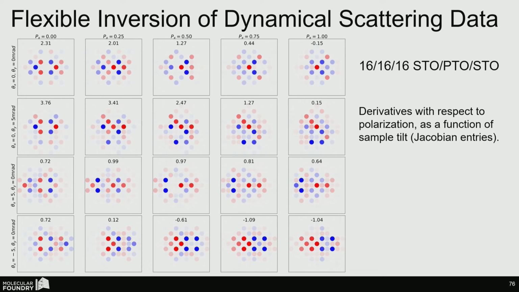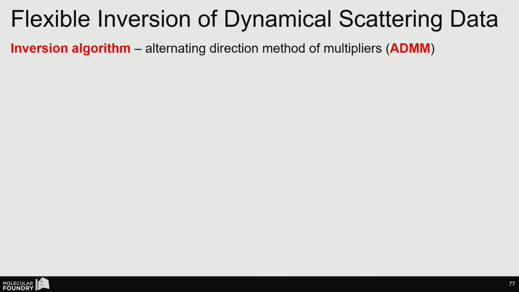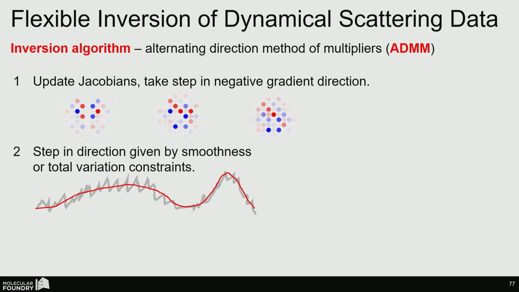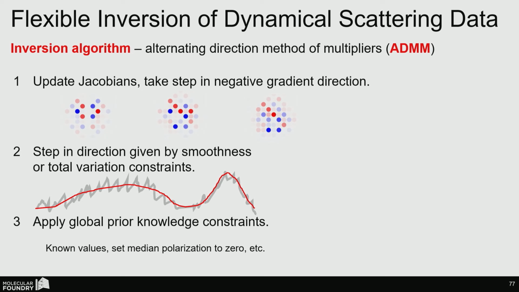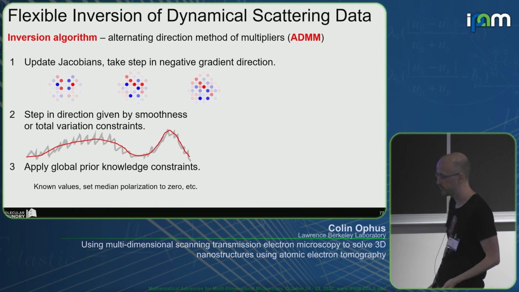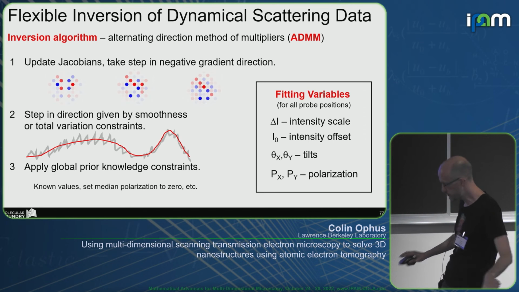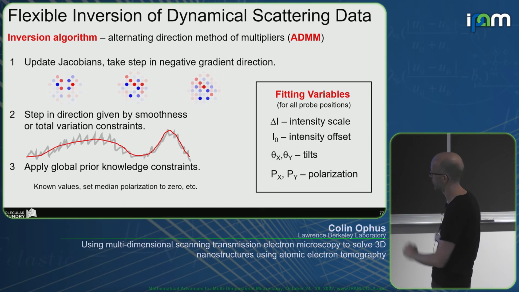Here's our example Jacobians for those 4 tilt cases in the rows that I showed before and the different polarizations. And then from these derivatives here, we can estimate the gradient search direction. So we're going to start with a really, really simple algorithm, alternating direction minimization. We're going to update our Jacobians, go in the negative gradient direction, add our constraints given by local smoothness or total variation or whatever regularizer we want to use, and then apply any other prior knowledge constraints, like if we know that the median or mean polarization is 0, for example. And then the only 6 variables we're going to measure under every probe position are intensity scaling variables, tilt, and polarization. So as simple as possible, because we just want to get a reliable polarization.